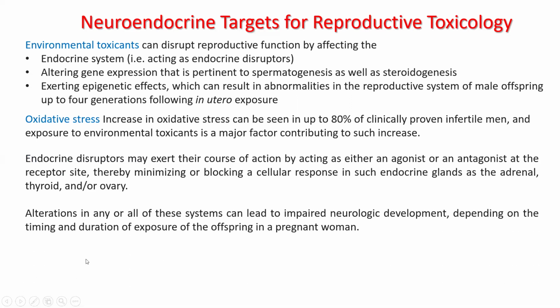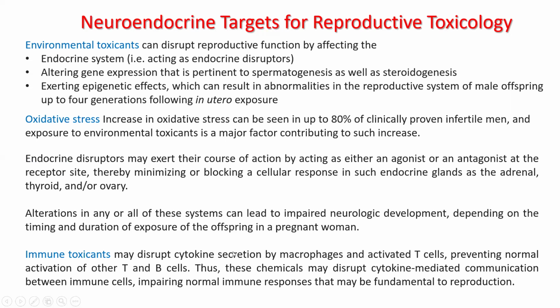Next, altering any of these systems can lead to impaired neurological development, depending on the timing and duration of exposure of the offspring in the pregnant woman. This is a very important line: though these disruptors alter neurological development, it still depends on the time and duration of exposure of the offspring in the pregnant woman.